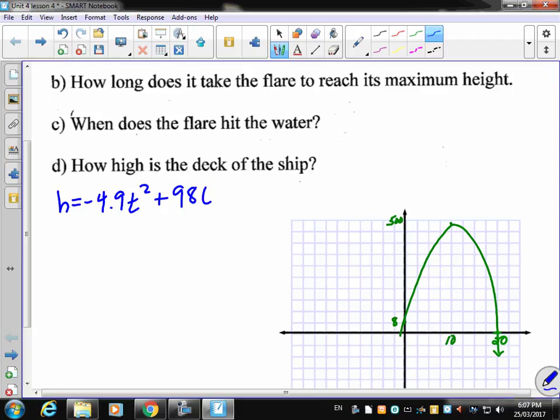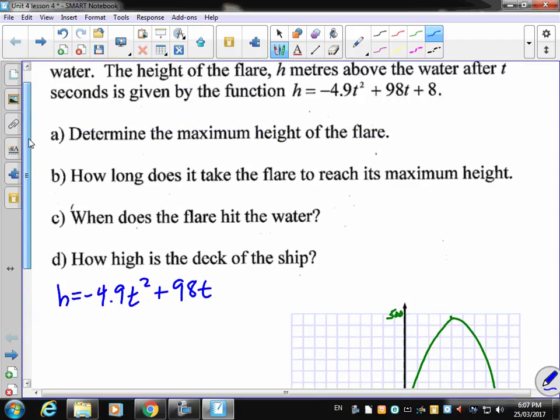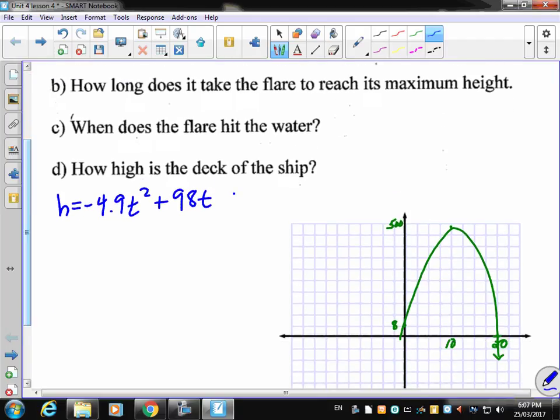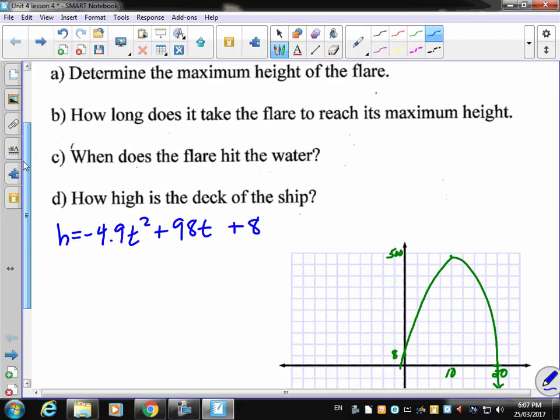Plus 98t. That's got a good velocity, doesn't it? Plus 8. So that plus 8, I assume, is the height of the ship above the water, which kind of makes sense. And we are first of all asked about the vertex. So A and B we can answer from the vertex.